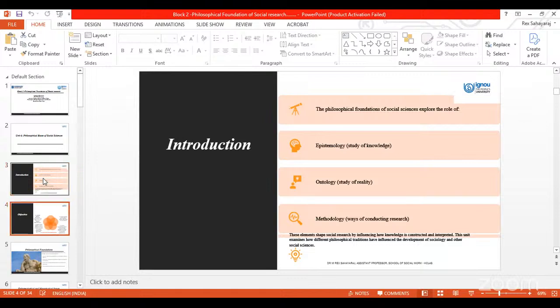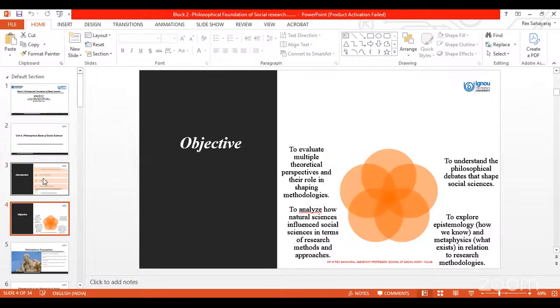These three areas are very important, and the objective is to evaluate multiple theoretical perspectives. That is the first objective: to understand philosophical debates that shape social sciences. We need to debate because social science is not like pure sciences where debate is less; we need to debate a lot. We also need to analyze how natural sciences influenced social sciences in terms of research methods, and to explore epistemology, meaning knowledge, and metaphysics, what exists in reality, in relation to research methodologies.